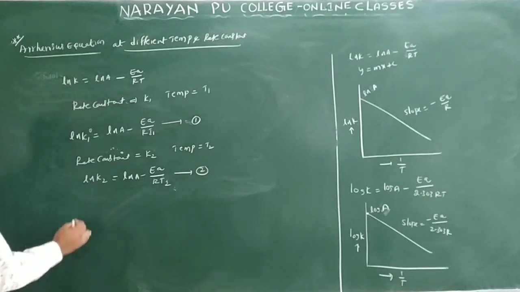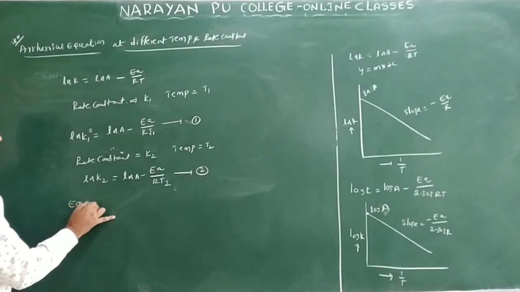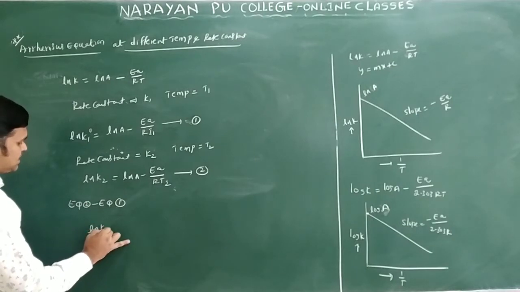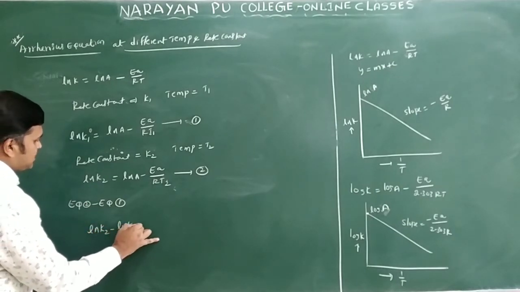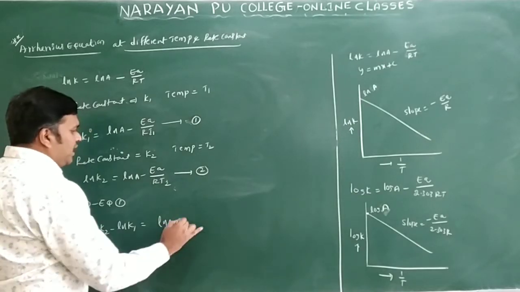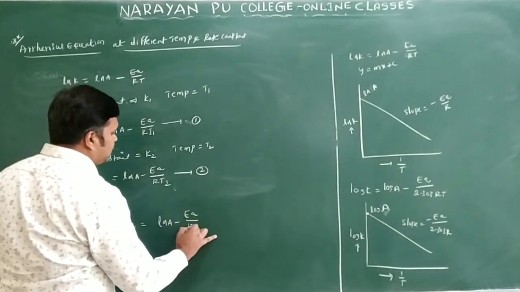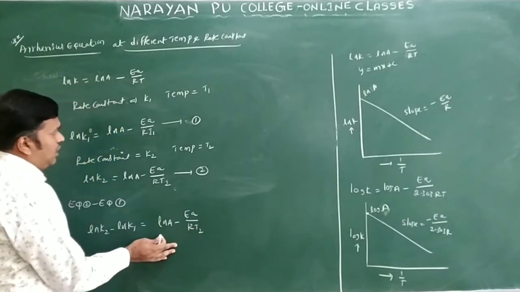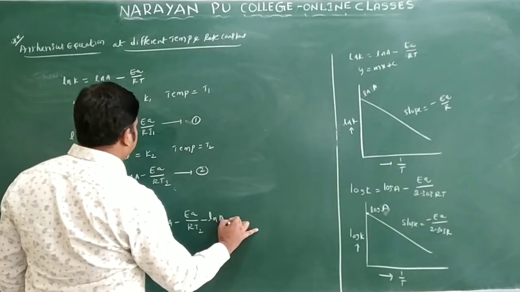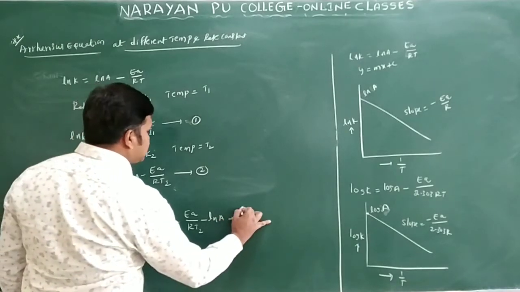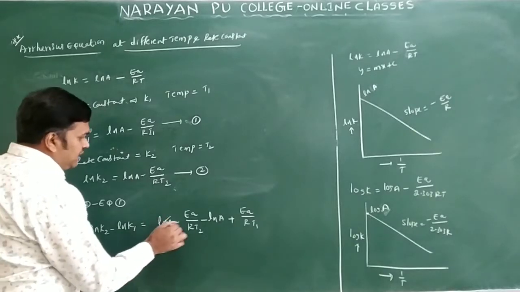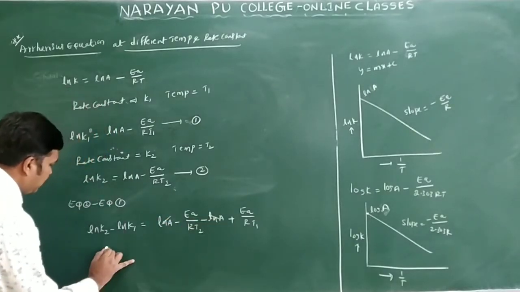Now I want to subtract equation 2 minus equation 1. What is equation 2? This is Ln K2 minus Ln K1, that is equal to Ln A minus EA by RT2, this is equation 2. What is equation 1? Minus Ln A plus EA by RT1. What cancels here? Ln A and Ln A cancel.